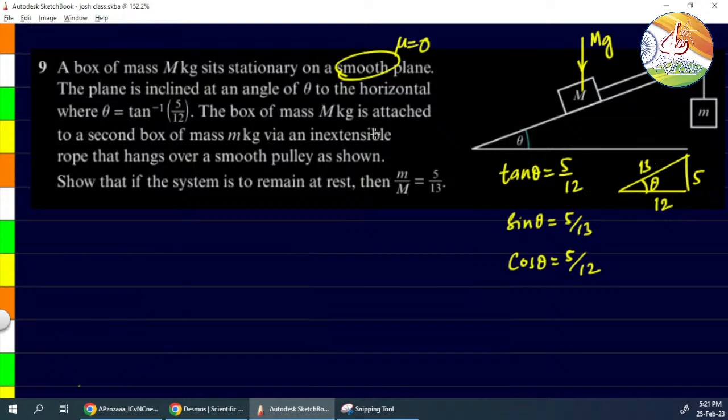The box of M kg is attached to a second box of small m kg that hangs over the pulley. The pulley is again smooth. Pulley is smooth means tension on both sides of the pulley will be the same. Show that if the system is to remain at rest, small m by capital M is 5 by 13.